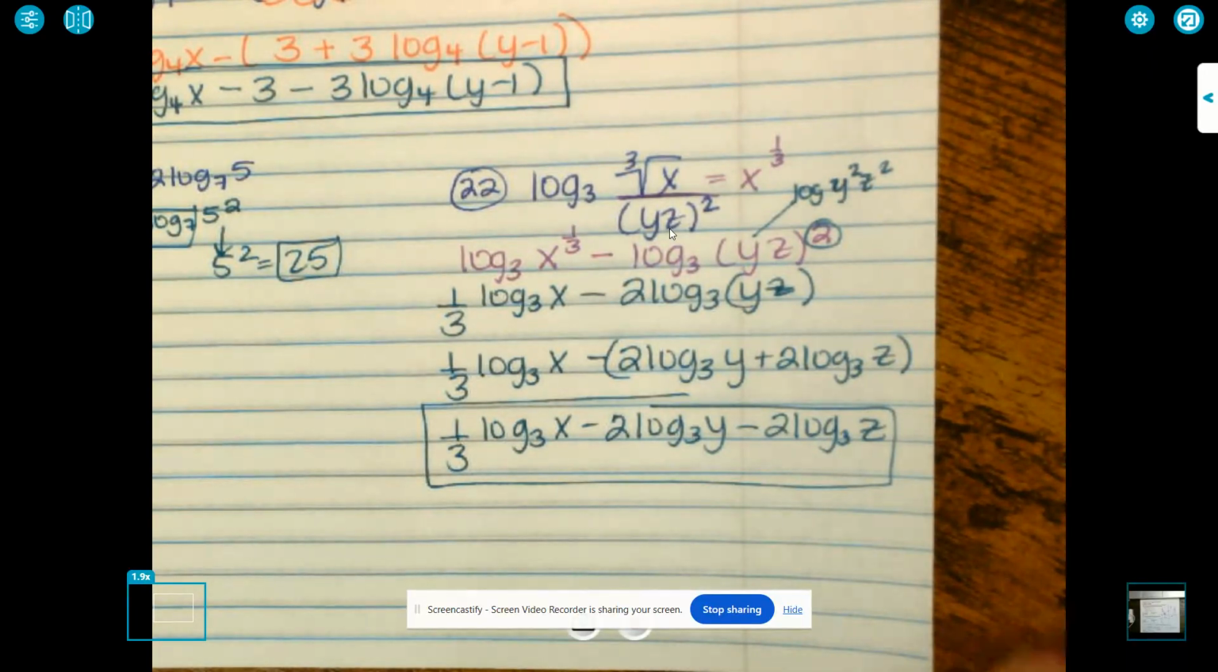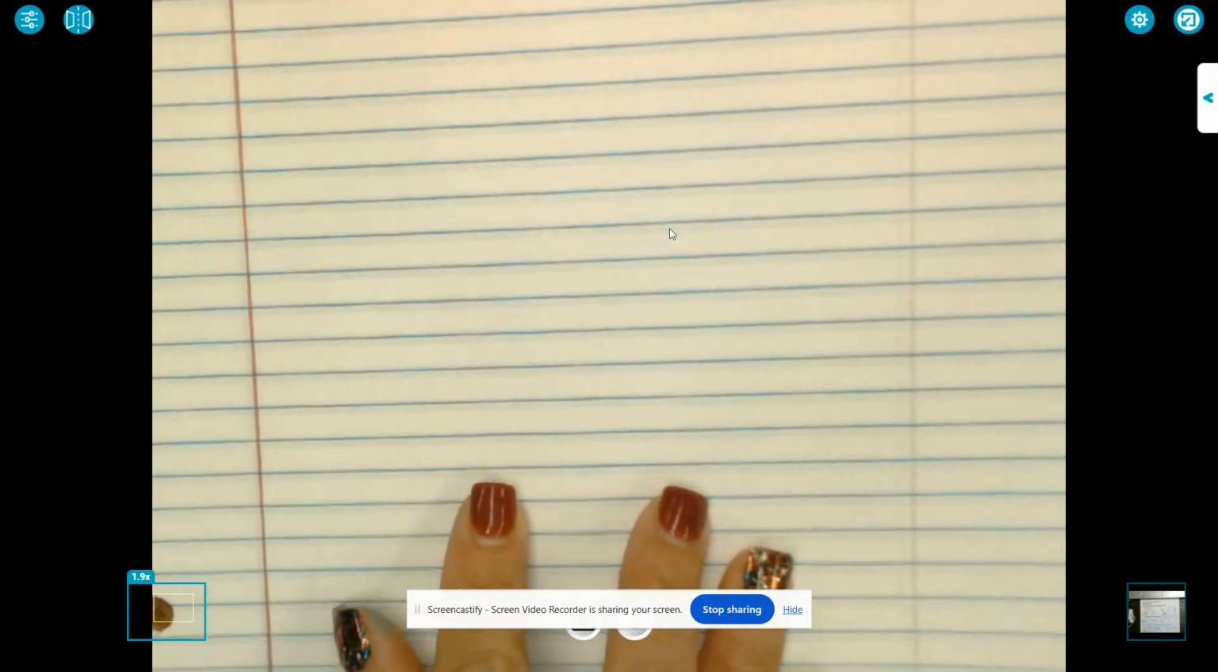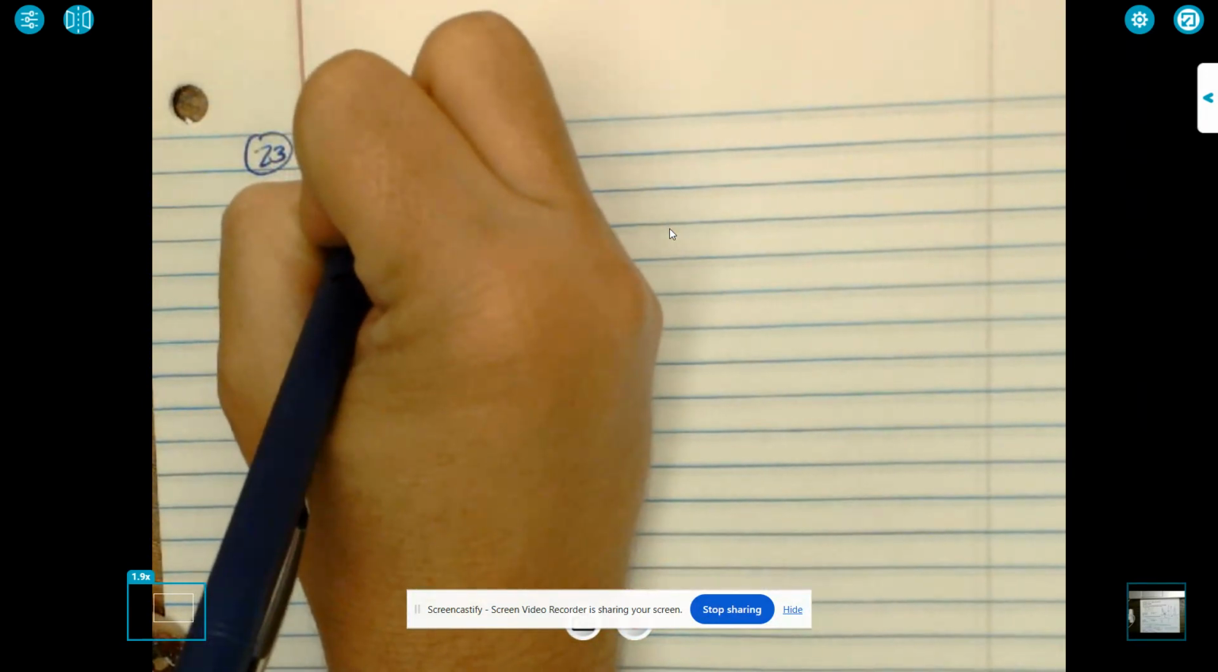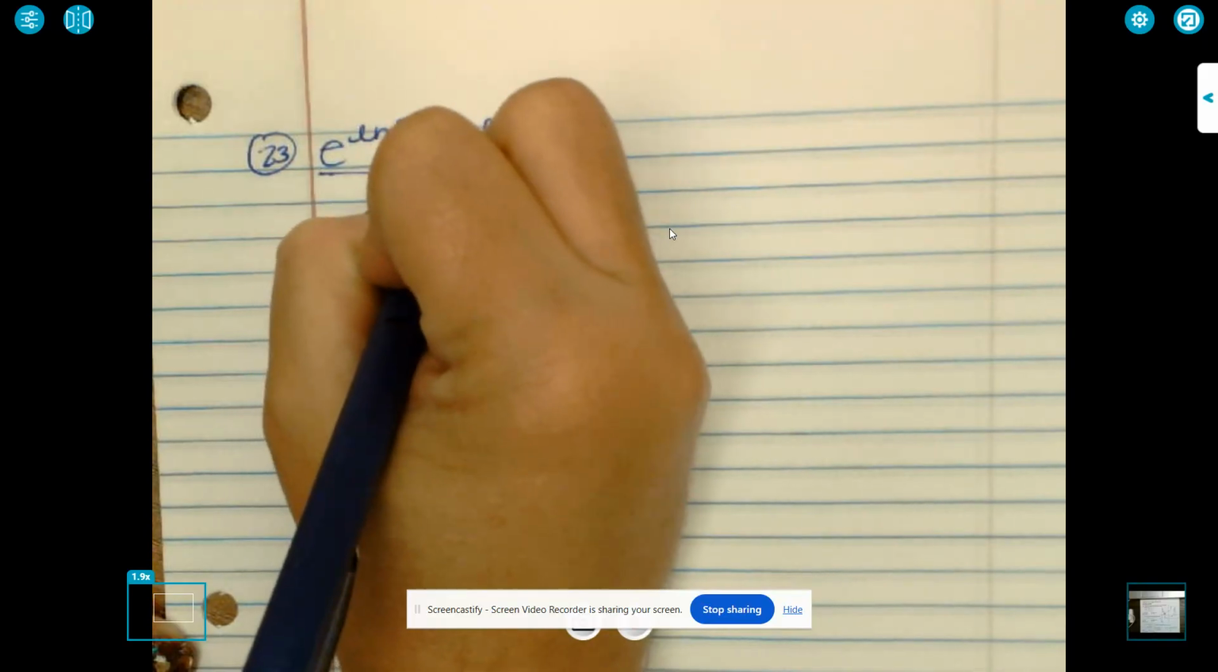Okay. All right, number 23. Where are we at? 23. All right, so another evaluate problem. So we've got e to the ln of 3 times e to the ln of 6 divided by e to the 2 ln of 3.